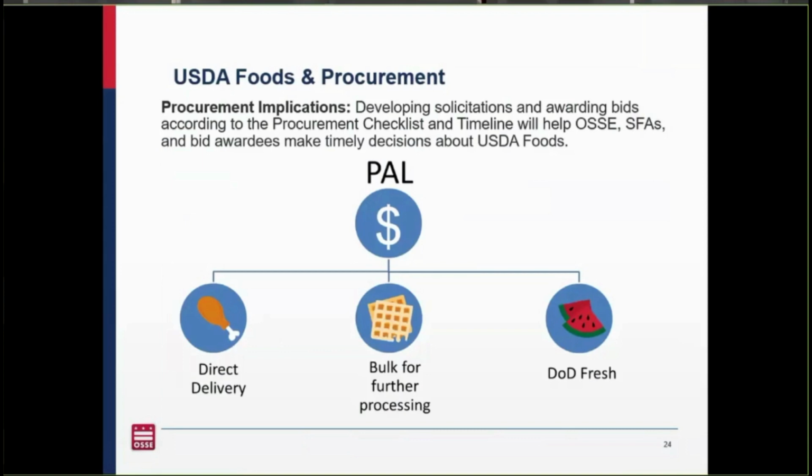And there may even be some SFAs on the phone today who can speak to the benefit of thinking through these things earlier. So I'm going to give just a couple of examples for each of the 3 ways you can spend PAL and how that overlaps with timing. So for the first 2, direct delivery and bulk for further processing, those orders actually go into USDA in April.